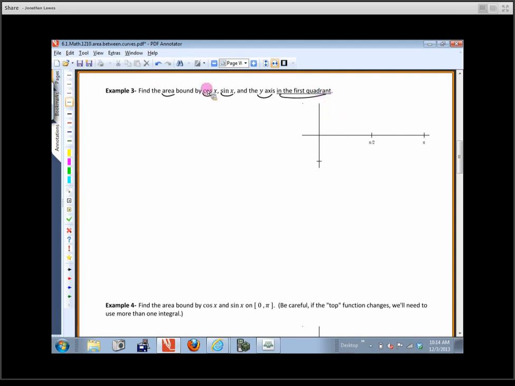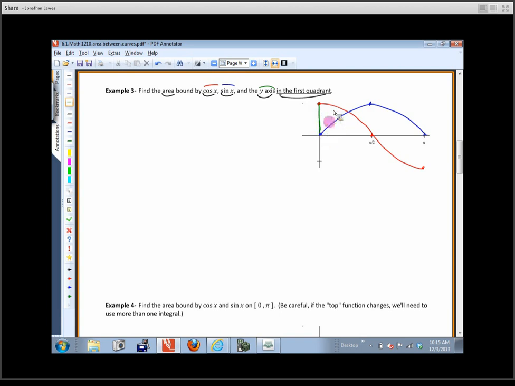I'm going to do cosine, and then I'm going to do sine in blue. Okay, and we'll do the y-axis in green. So here's what the cosine looks like. Remember, the cosine starts at 1 and then hits 0 and then hits -1 by the time you get to pi. So it looks something like this. The sine starts at 0 and goes up to 1 and then back down to 0. So the sine looks something like this. And then the y-axis, of course, is right here.